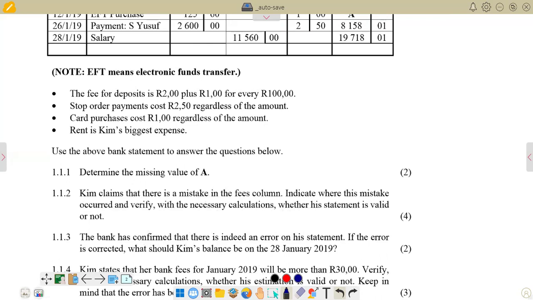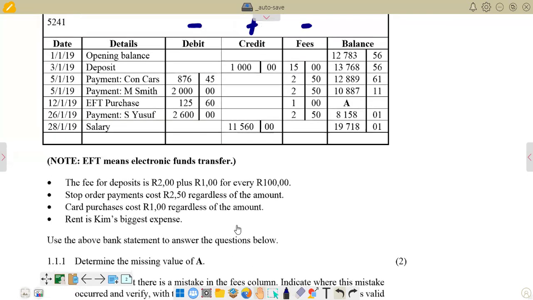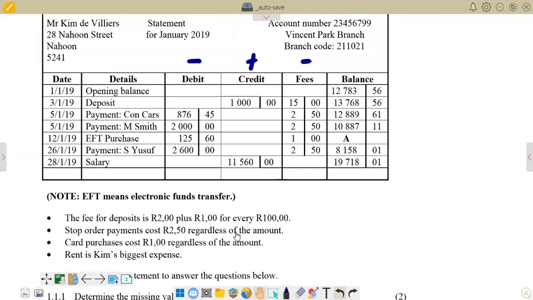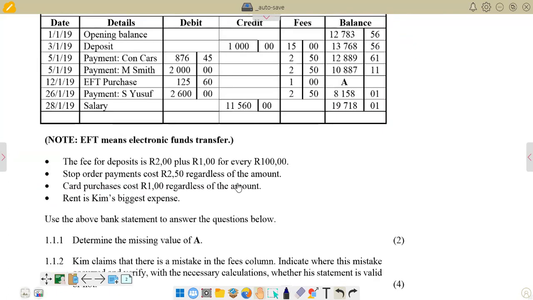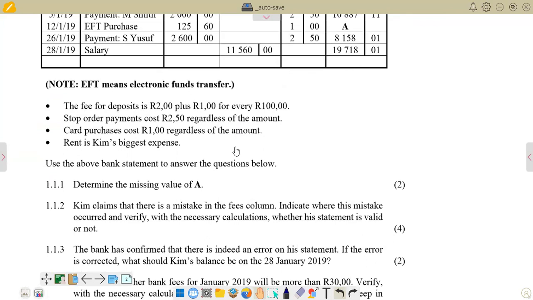So we go to the column of the fees as stated and try to see what information we have there for fees. If you go back to the question again, the question is saying Kim claims that there is a mistake in the fees column. So we are going to go through all the figures that we're having in the fees column and try to see where the mistake is.